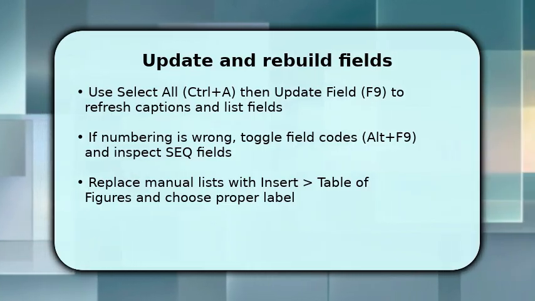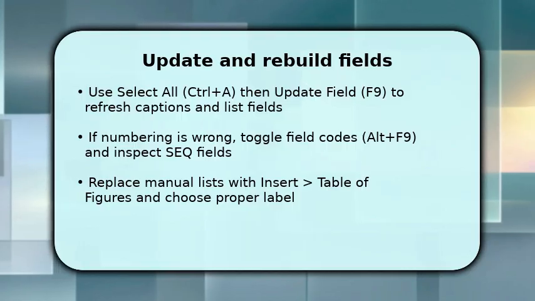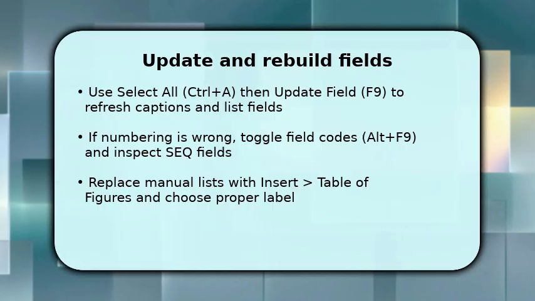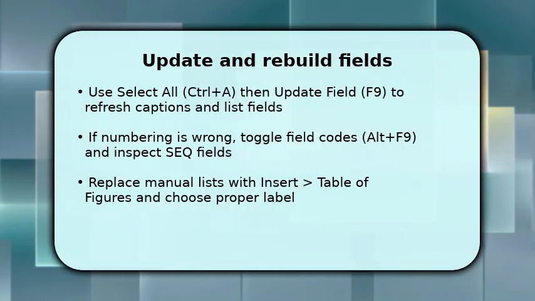If numbers still misalign, toggle field codes with Alt plus F9 to inspect SEQ fields. You can manually fix or delete stray SEQ entries causing jumps.